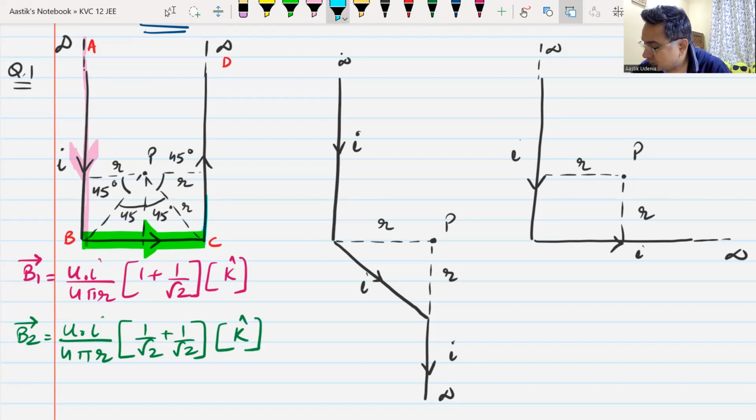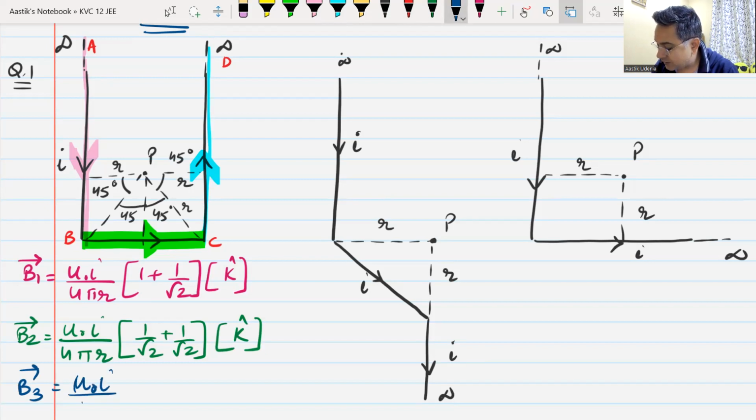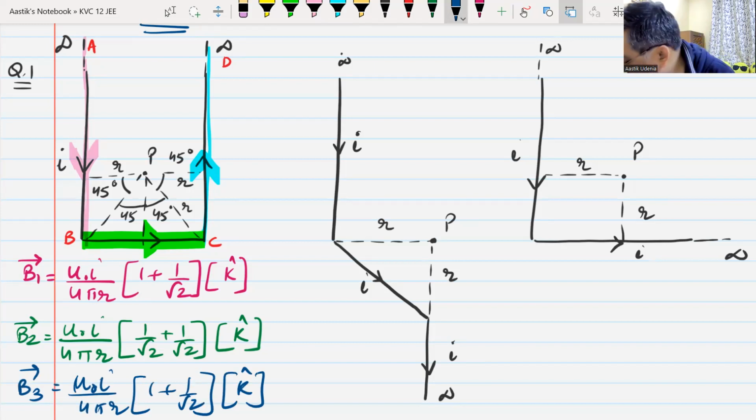Then we see this blue field. If you understand the symmetry, the blue field will be the same as the pink field and it will be coming out. If you don't understand it, you can write it as B3. B3 will be equal to mu naught I by 4 pi R into 1 plus 1 by root 2, and that will also be going along the K axis. K axis means the positive Z axis, that is coming out.